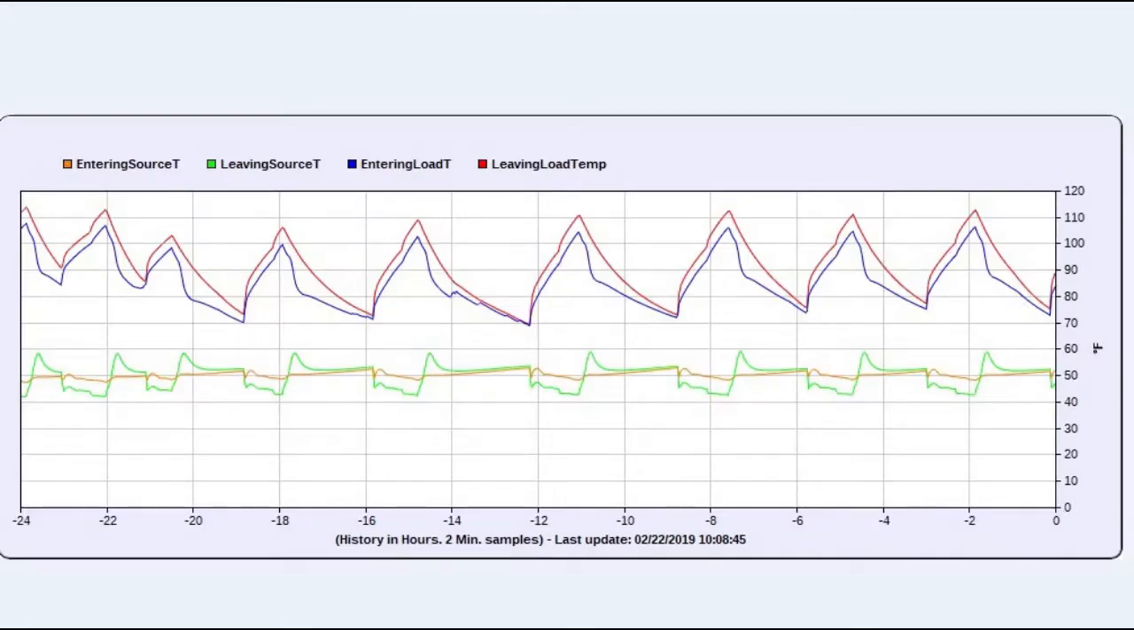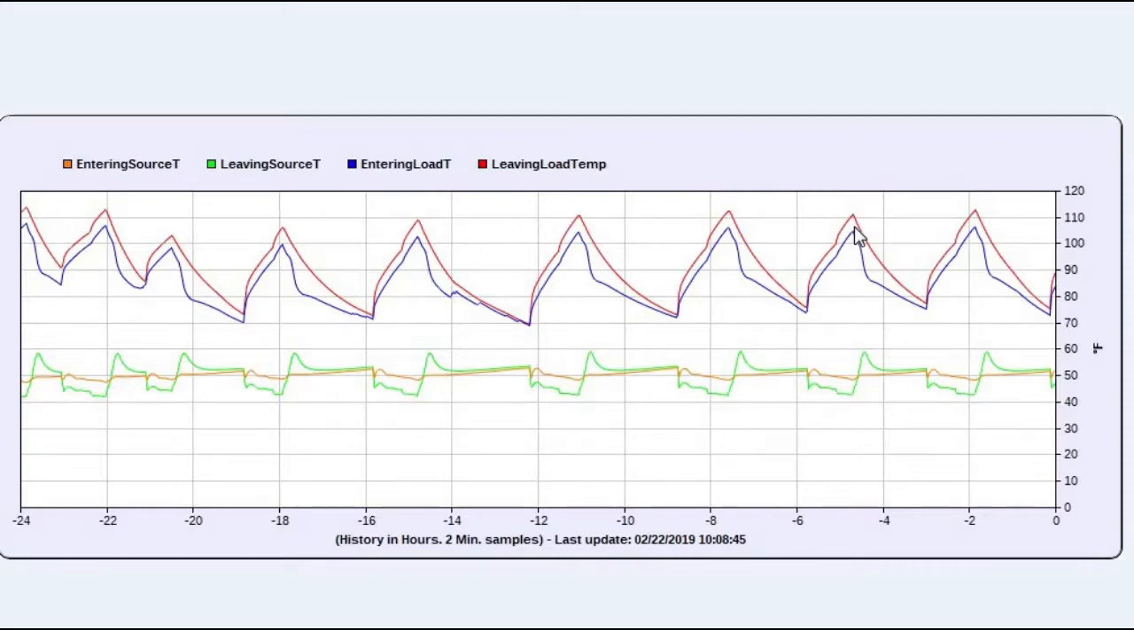This plot shows the leaving low temperature, which is the temperature of the water coming out of the heat pump, in red, and entering water temperature in blue. Here, leaving low temperature peaks at about 110 degrees. It's generally about 5 degrees above the radiator temperature. We try to minimize that difference because the higher the heat pump has to raise the water temperature, the less efficient it is.